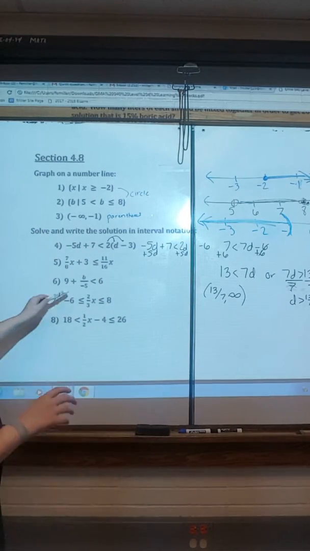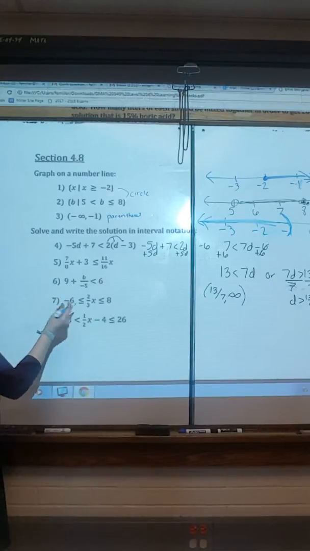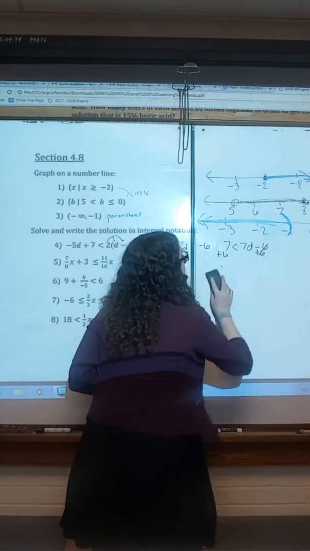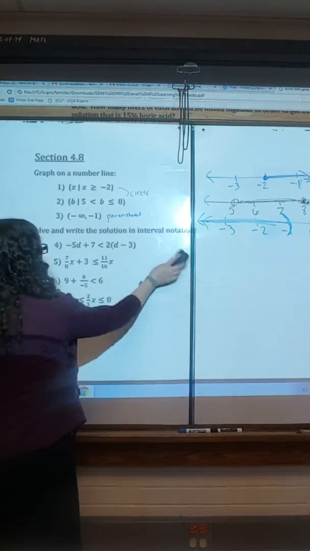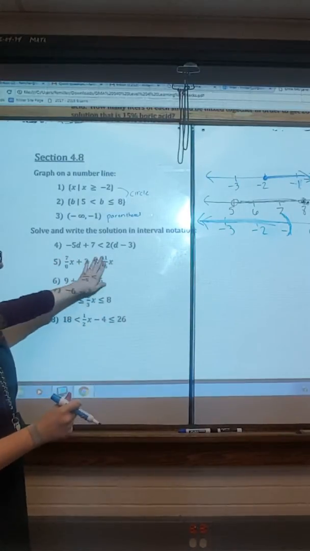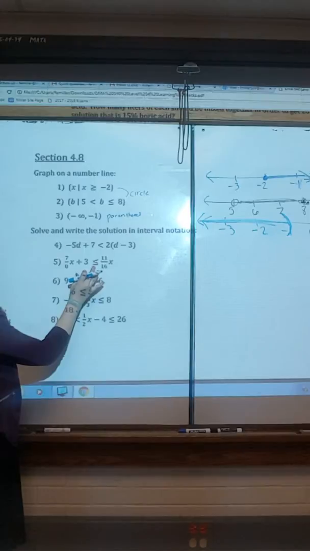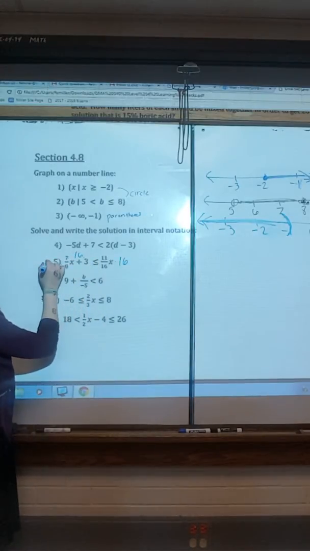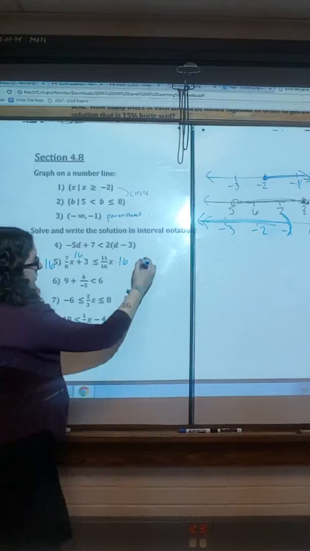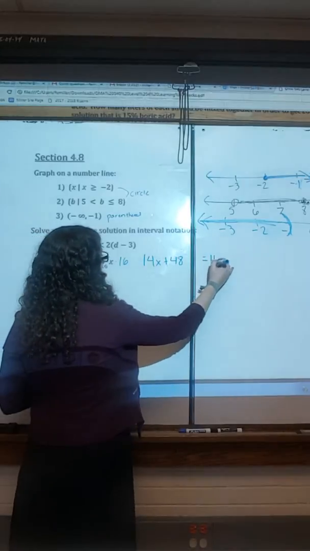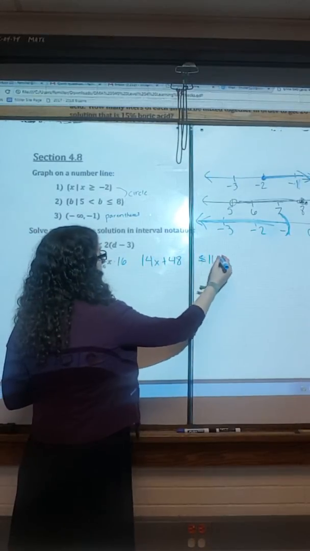Okay, for number 6, I'm going to go ahead and move 9 over to the other side before I start, or excuse me, for number 5, I got excited there. For number 5, the first thing that I would do is just get rid of the fractions. And so I notice that 8 goes into 16 and 16 goes into 16. So I'm going to multiply everything in this equation by 16. And so when I do that, I get 14x plus 48 is less than or equal to 11x.